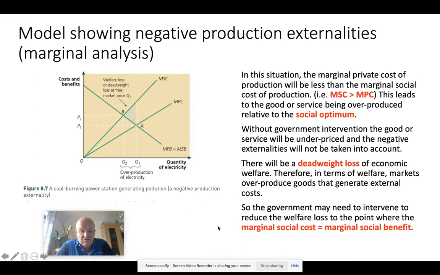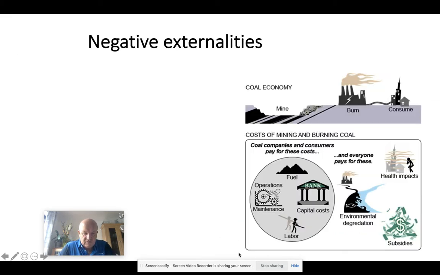And so in this scenario, in order to try and address this, the government might need to intervene to reduce the welfare loss to the point, again, that we mentioned earlier, where the marginal social cost equals the marginal social benefit. At the moment, this scenario doesn't do that, does it? But what we're trying to do is get to the point where our marginal social cost equals marginal social benefit. So let's move on and take a look at the next thing.